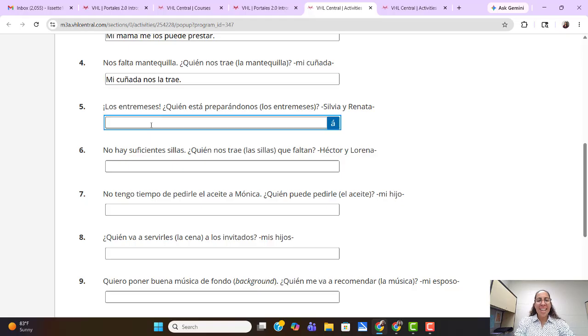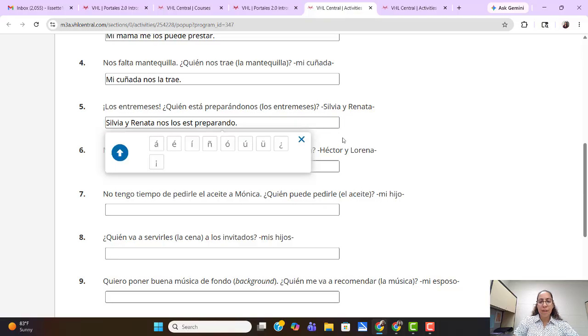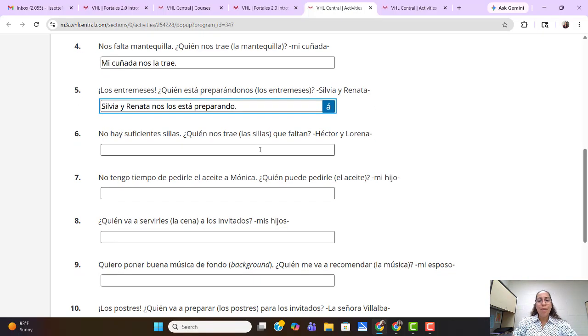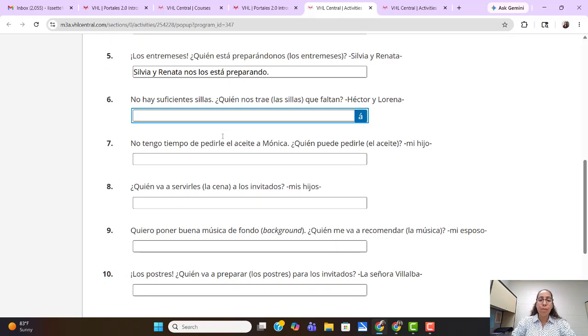Los entremeses. ¿Quién está preparándonos los entremeses? Silvia y Renata nos los está preparando. I need my accent here. Again, I could choose to attach it to the preparando, but I'm just opting for one version today. Nos los. Nos. ¿Quién está preparando? Because again, she's answering her own question. So it's like, who's bringing us the appetizers? Oh, Silvia and Renata are bringing us. So that's why that stayed nos. I'm not a fan of this activity where you answer your own question, but that's what's happening.